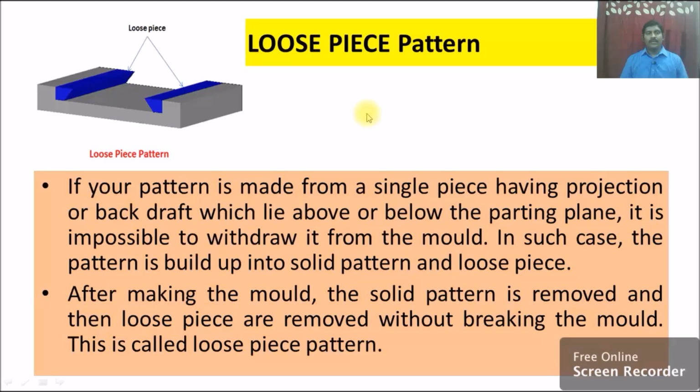Number 3, loose piece pattern. If your pattern is made from a single piece having projections or back draft which lie above or below the parting plane, it is impossible to withdraw it from the mold. In such a case, the pattern is built up as a solid pattern and loose pieces. After making the mold, the solid pattern is removed and the loose pieces are removed without breaking the mold. This is called a loose piece pattern.